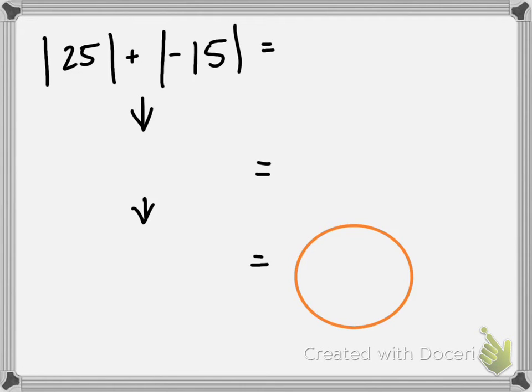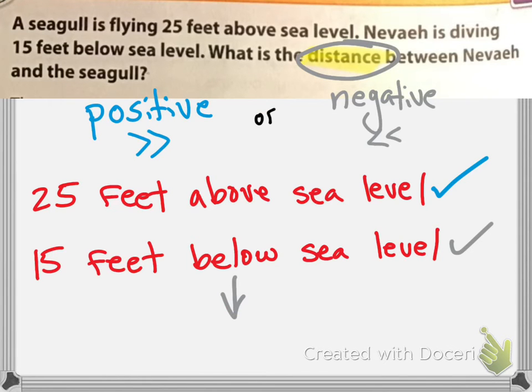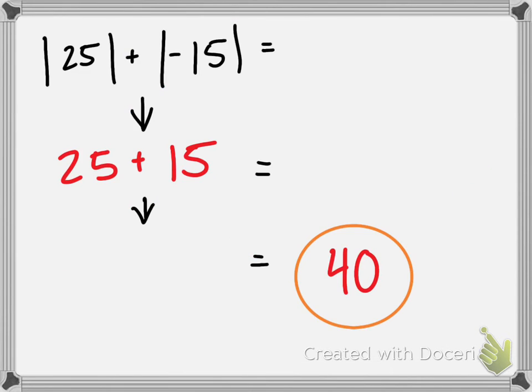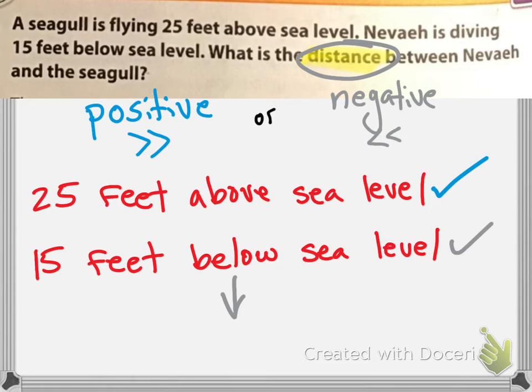It's always positive. So I get the absolute value of 25, it's just 25. Absolute value of 15 is 15 because I need them to be positive. So I get my answer to be 40. They are 40 feet apart from one another. Why aren't they 10 feet apart from one another? I mean, this is a 25 and that's a negative 15. Who'd like to tell me why they're not like 10 feet away from each other? Why are they not 10 feet?